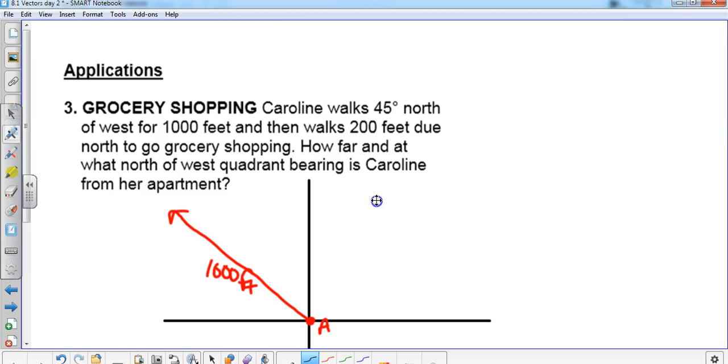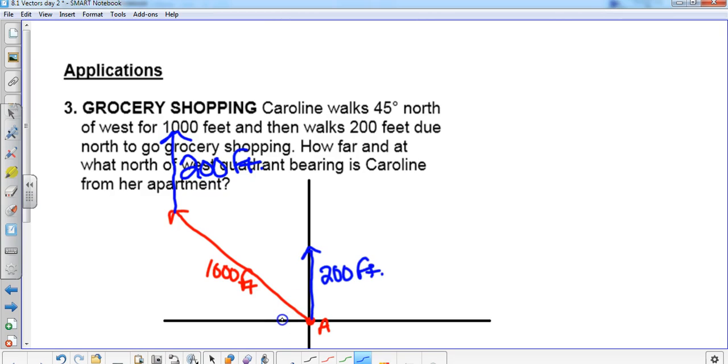Now, you have two options. You can put that here, because it says then, which is 200 feet due north. Or you could make it a second vector here, 200 feet due north.